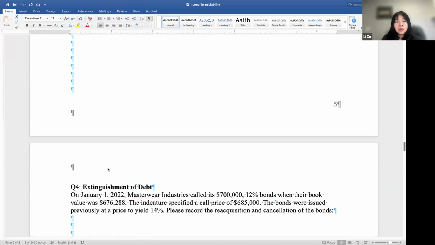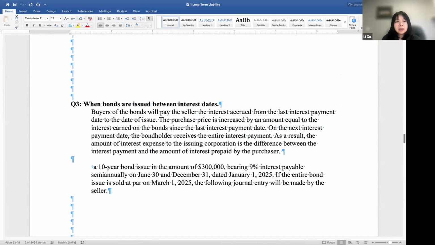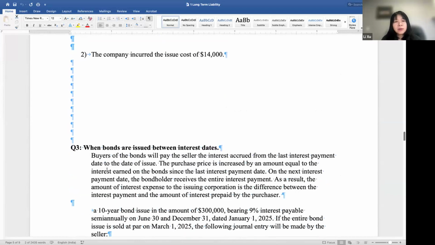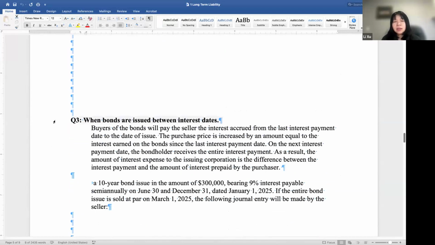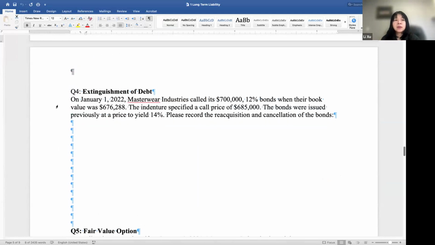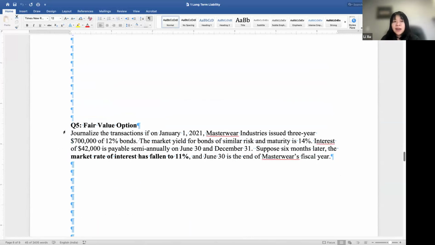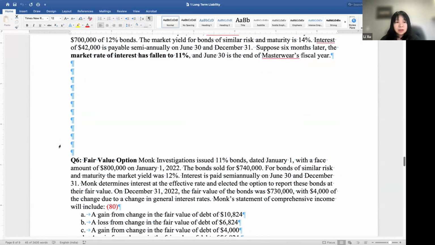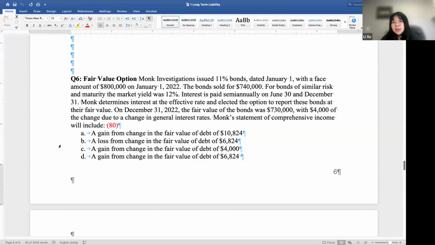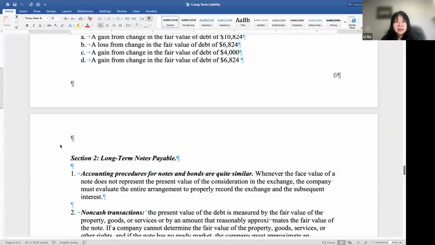So definitely review question number 1, review question number 2, and review question number 3. Actually, just cross out question number 3. We're not going to do question number 3. So question number 1, number 2, no question number 3, but question number 4, absolutely yes. So question number 1, number 2, number 4. We're not going to talk about the fair value option, so question number 5 is off. And question number 6 is off. You don't need to study that.